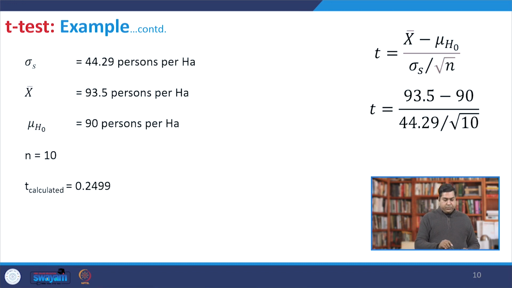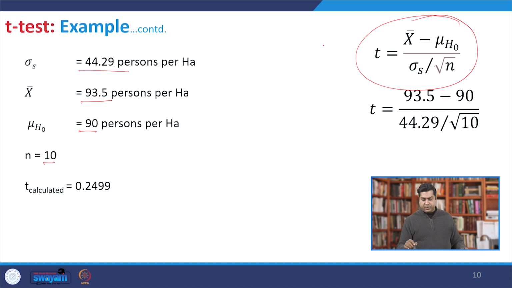Now, we have the input values: the standard deviation is 44.29, the mean is 93.5, the null hypothesis mean is 90, and the sample size n is equal to 10. Now, we know this particular equation as I already presented. So, we just substitute the notation with the values. So, x bar is 93.5, mu 0 is 90, standard deviation is 44.29 and n is 10.